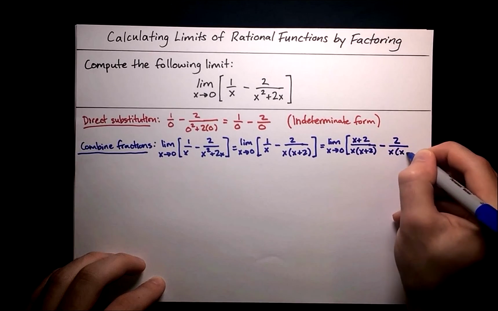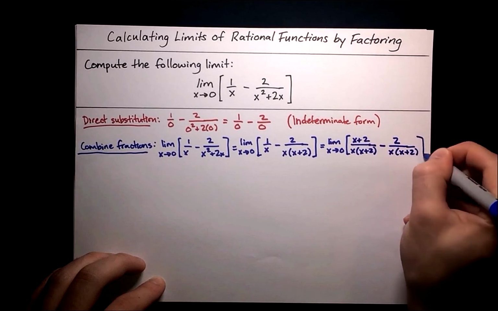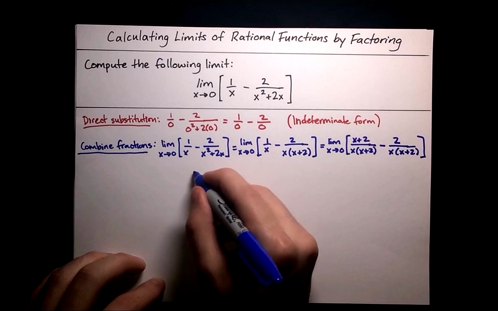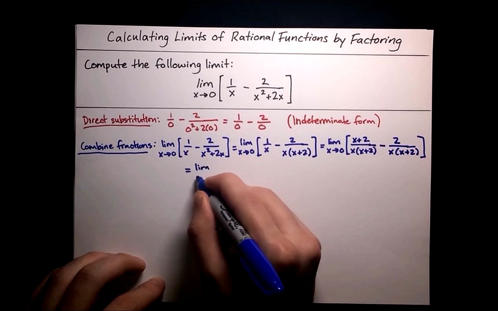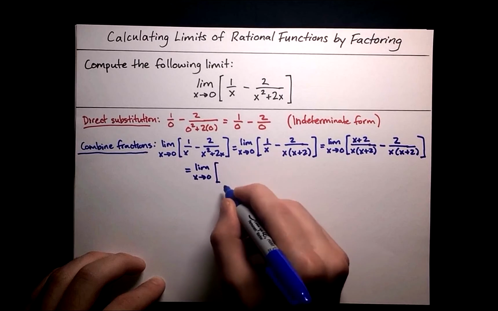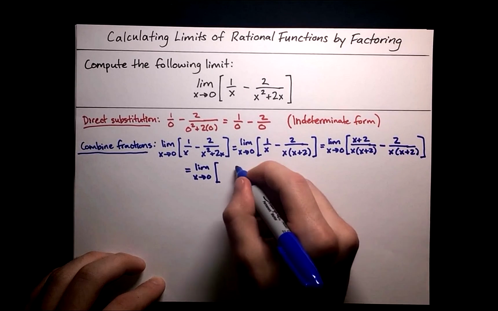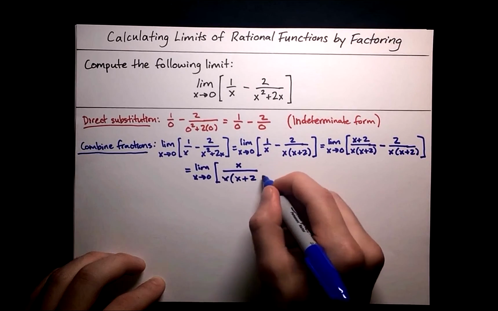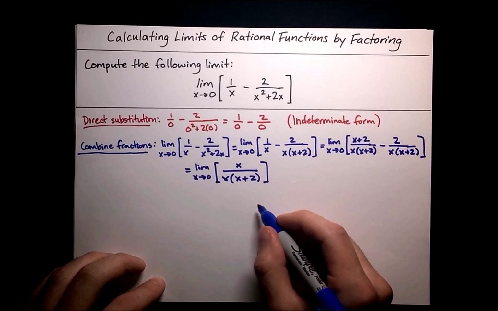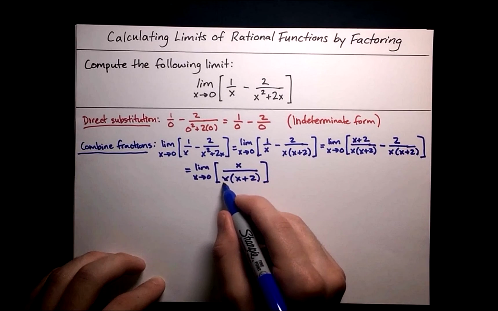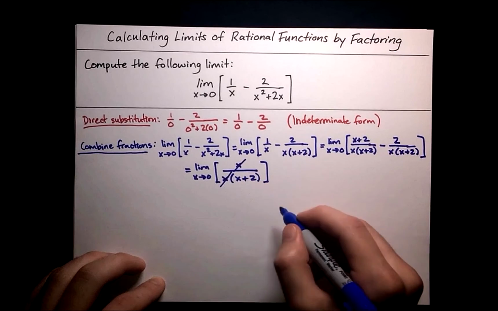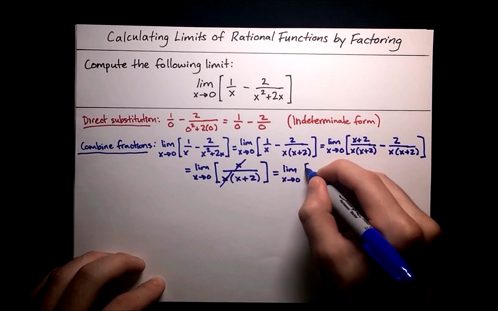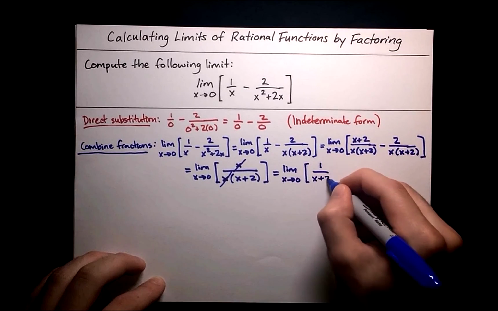Okay, so now the fractions have the same denominator, x times x plus 2, and we can go ahead and subtract them. So let's continue this work over here. That becomes the limit as x approaches 0 of x plus 2 minus 2, which is just x, so x over x times x plus 2. And hey, something pops out to us immediately. We have an x up top and an x in the denominator. So we can go ahead and cancel both of these x's, and this just becomes the limit as x goes to 0 of 1 over x plus 2.